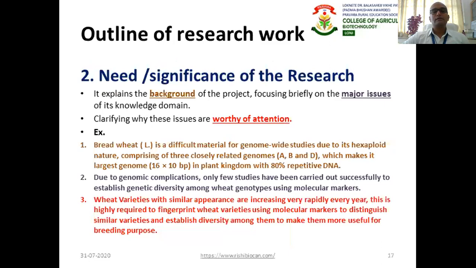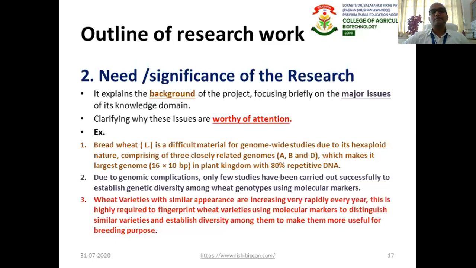Next, the second point in the outline of research work: you should write the need and significance of the research work. If you don't find any significance or need in your topic, in your title, there is no point in doing the research. It explains the background of the project. It focuses briefly on the major issues of its knowledge domain. Then it clarifies why these issues are worthy of attention.